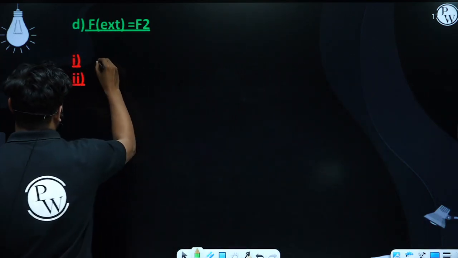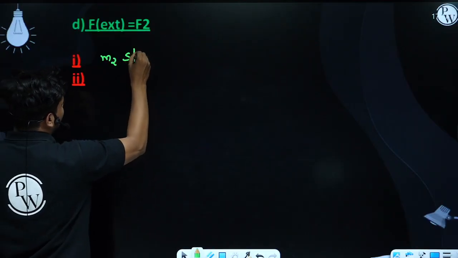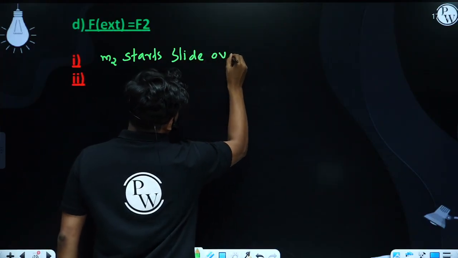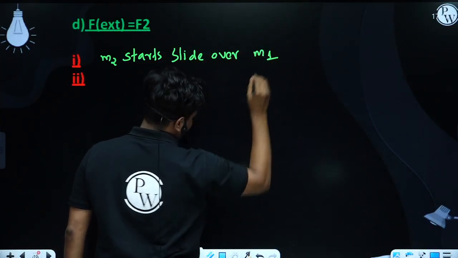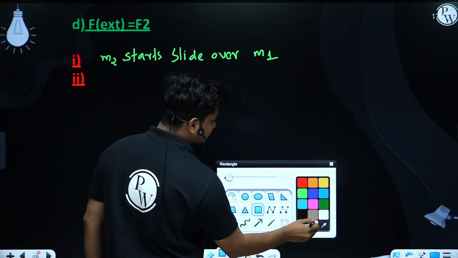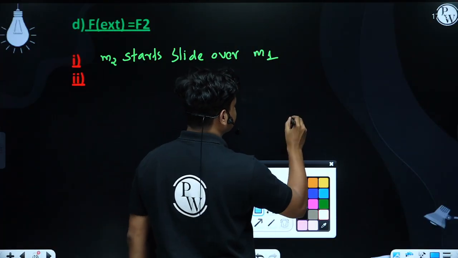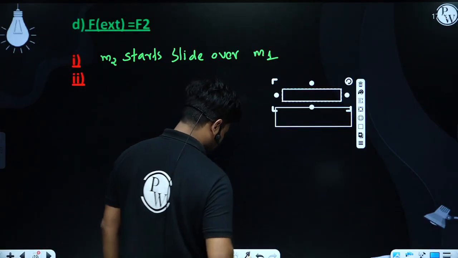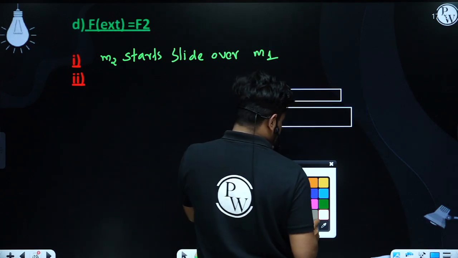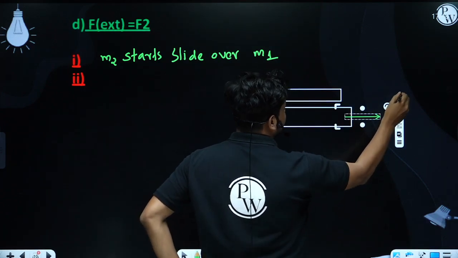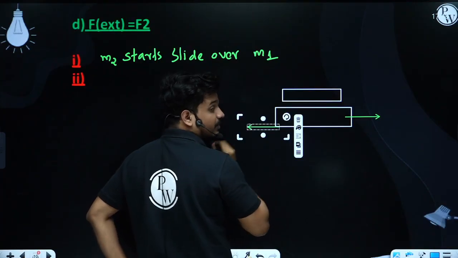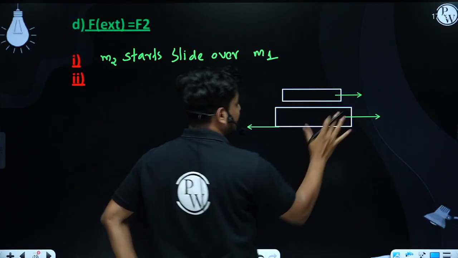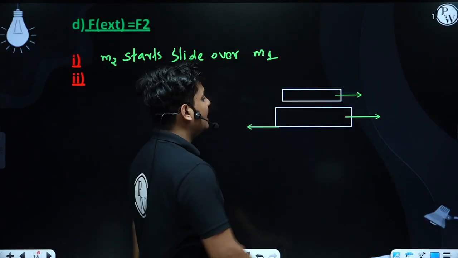So that means M2 starts to slide over M1. Okay, this is our figure, this is our blocks. This is our F1. This is the external force. This FR1 has already reached the limiting value, and at this force our FR2 also reaches the limiting value.